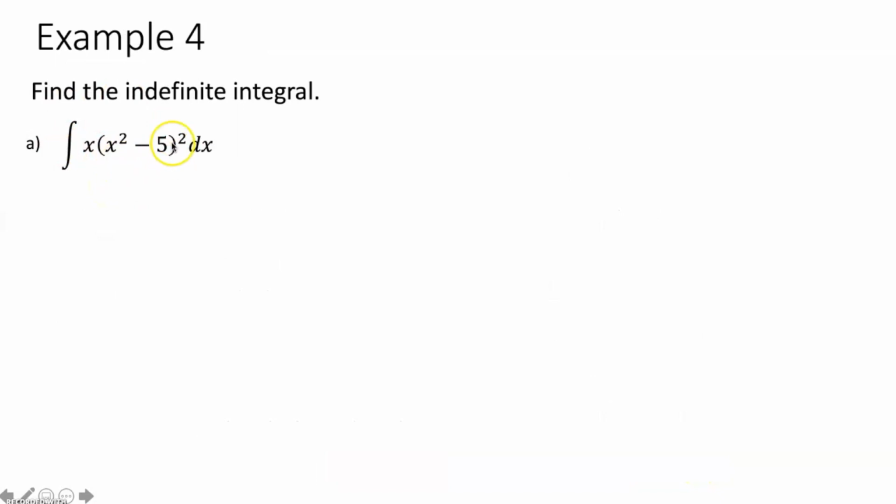Now, example 4, we are again finding the indefinite integral. So here we have a function within another function times another function. So this clearly requires U-substitution. So the question is, what am I going to set u equal to? Well, in this case, because we have a function multiplied to another function, we want to make sure we set u equal to whichever function, if I were to take the derivative of that function, would include the other function.